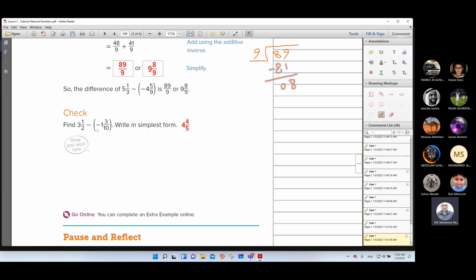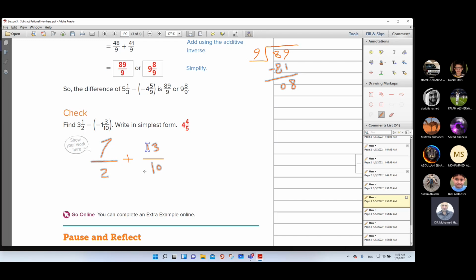Here the same idea. At the first, change from mixed number to the fraction. How? 3 times 2, 6, 6 plus 1, 7, over the same denominator. Minus minus means the plus. Here, 1 times 10, 10, 10 plus 3, 13, over 10.